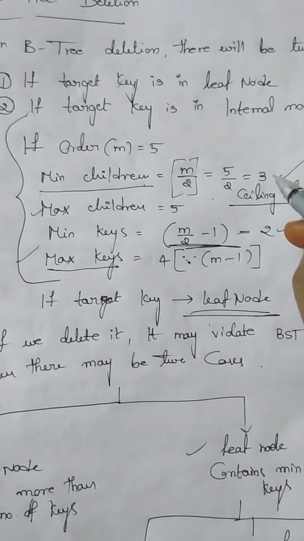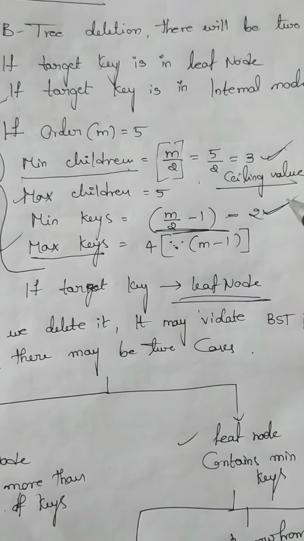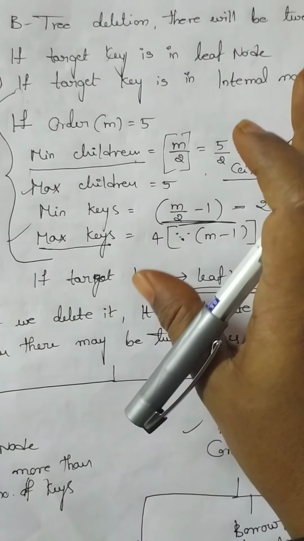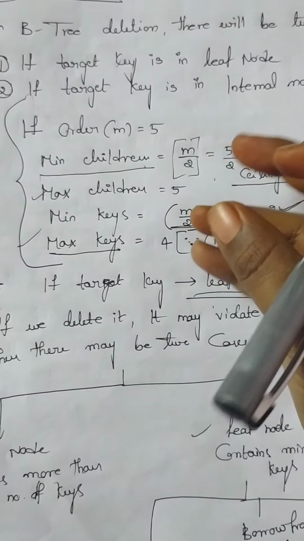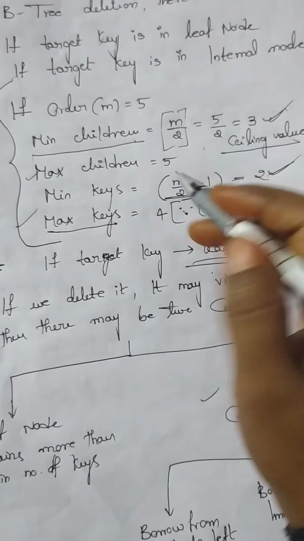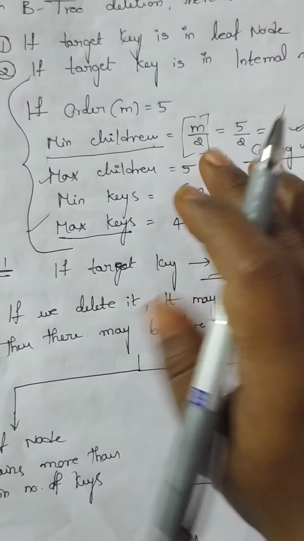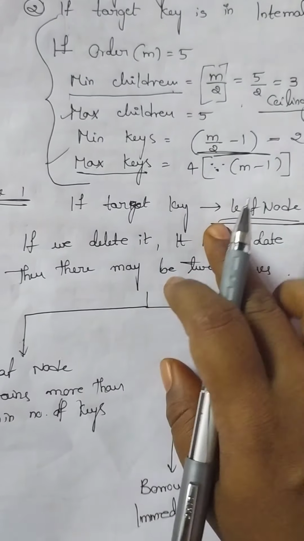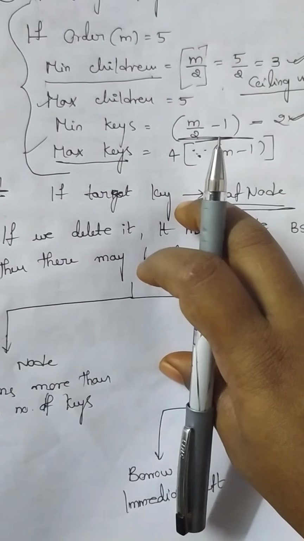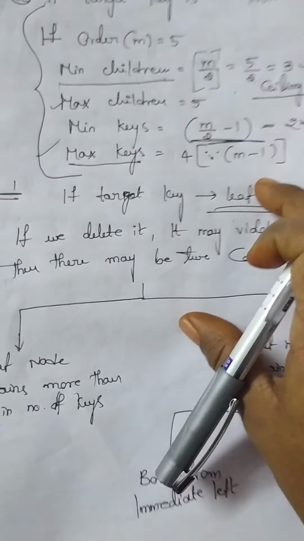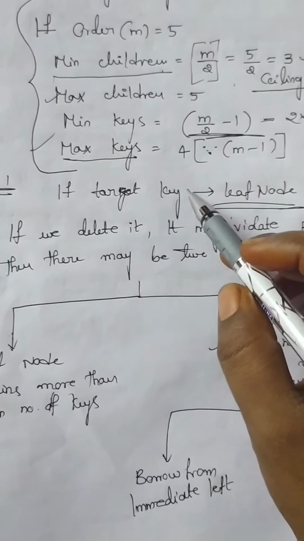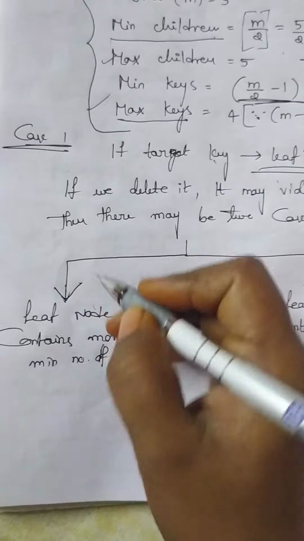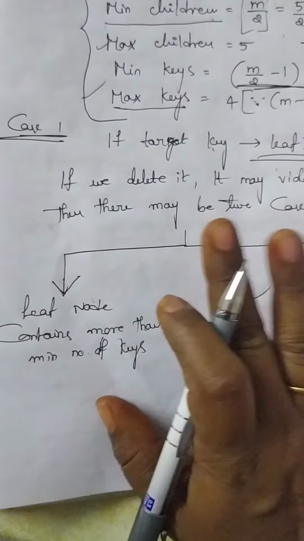After the deletion we have to check the minimum number of children and the minimum number of keys. If it violates them, then it is not allowed to perform the deletion operation in that case. So if the target key is in a leaf node, then we have to delete it. If we delete that target key, it may violate the properties of BST as well as B-tree. Then there may be two cases. We can borrow, for example, if the leaf node contains more than the minimum number of keys.